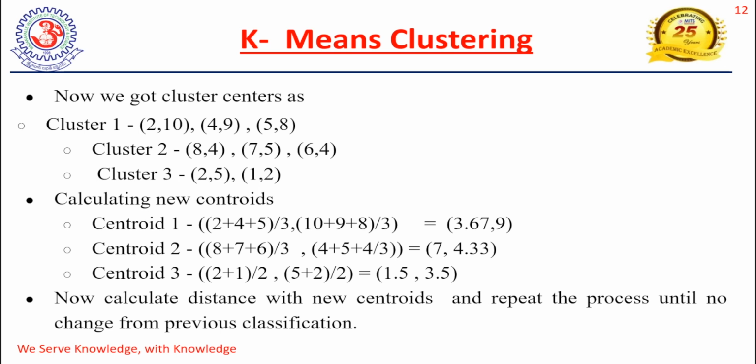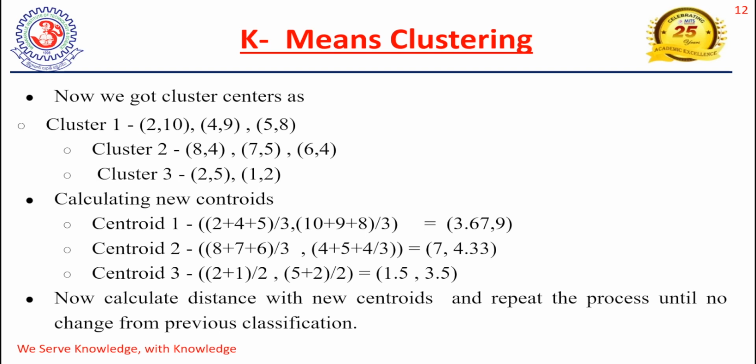So after this third iteration, the points under cluster 1 are 2 comma 10, 4 comma 9, and 5 comma 8. Under cluster 2, 8 comma 4, 7 comma 5, and 6 comma 4 are clustered. In cluster 3, 2 comma 5 and 1 comma 2 are gathered together. So it forms another cluster. So 3 clusters are formed. We again calculated centroids and we got the values.